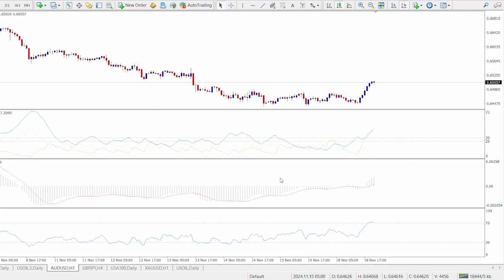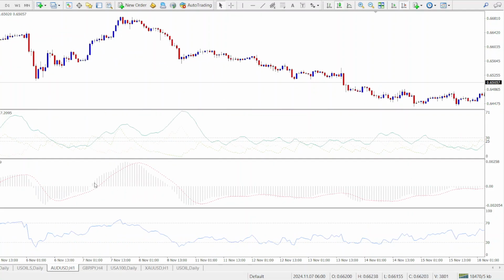Now, as for the MACD, it is a momentum indicator. Okay. It helps you to spot when the trend is gaining or losing strength. When the MACD line crosses above the zero line, this zero level as we can see here, it signals a bullish momentum. All right. On the other hand, when the MACD line crosses below the zero line, it signals a bearish momentum.